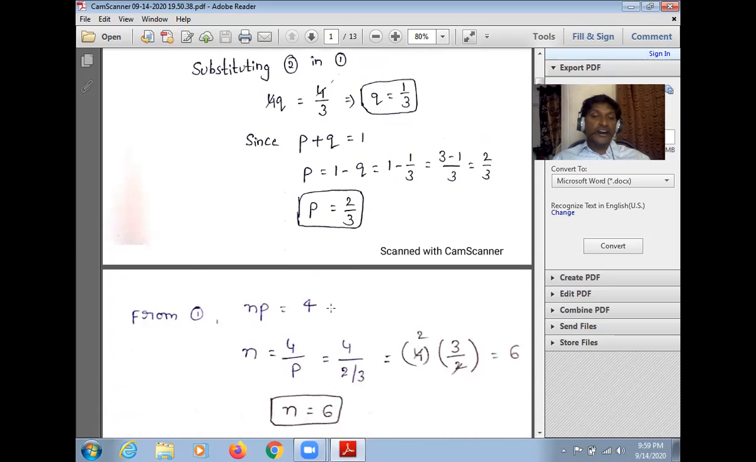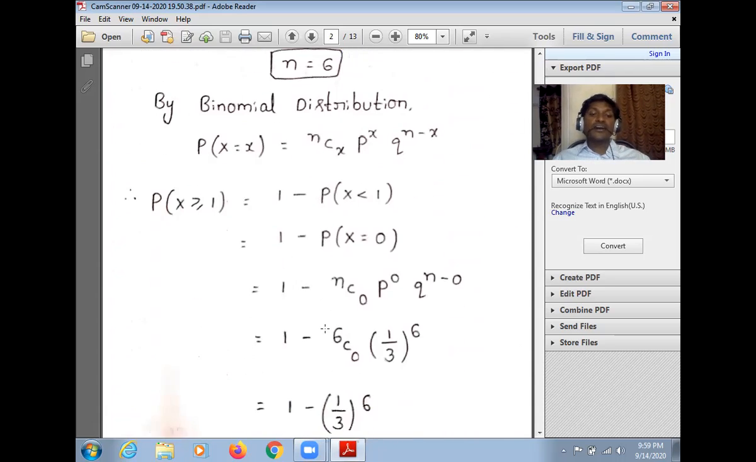After getting the values of n, p and q, we have to calculate what they asked. As we already said, either you can use this one or simply calculate P of X is equal to 1 plus P of X is equal to 2 plus, and so on up to P of X is equal to 6. It means you need to calculate P of X equal to 1, 2, 3, 4, 5 and 6, up to that we need to calculate.